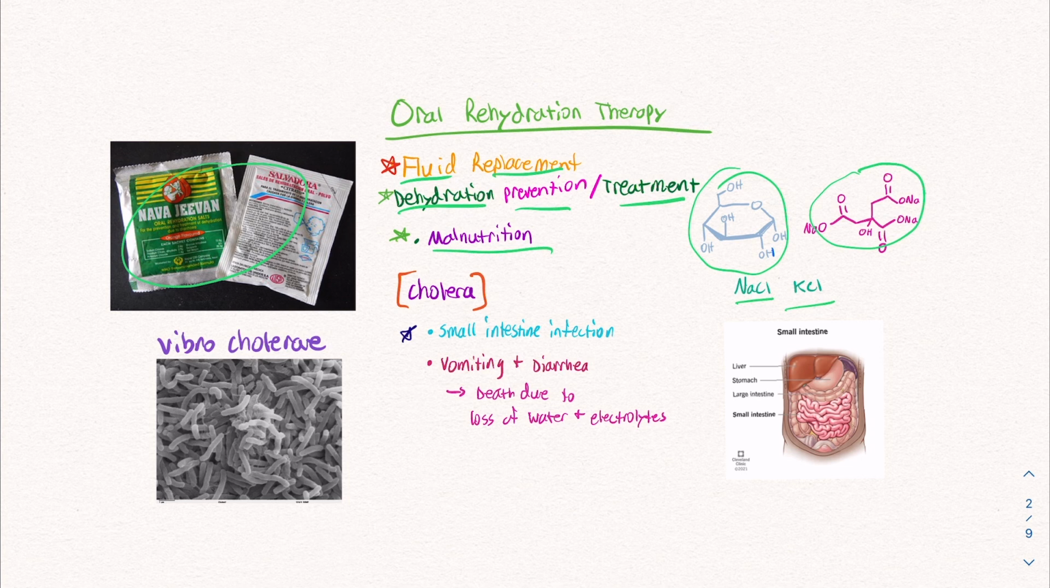Oftentimes you'll have diseases that will cause dehydration, like cholera. So if you develop cholera, you're going to go through a lot of pretty terrible things. Notably, when your small intestine gets infected by this bacteria, you're going to have a lot of vomiting and diarrhea. Now, why is that bad? It's bad because if you suffer through that constantly, which happens to those who have cholera, you will die due to loss of water and electrolytes. It's a pretty terrible way to die.